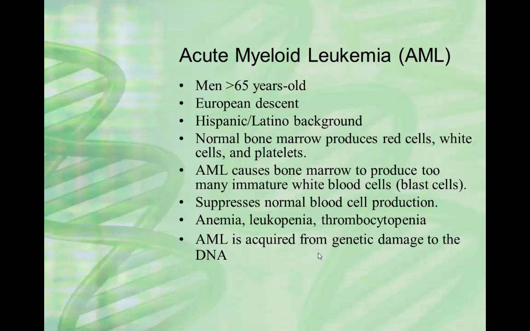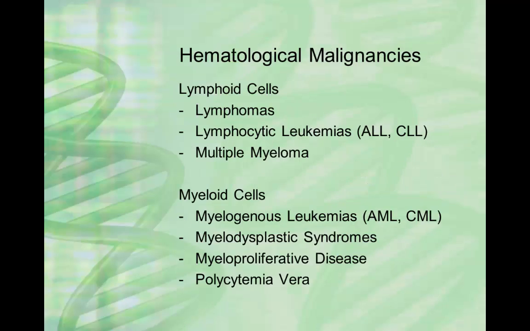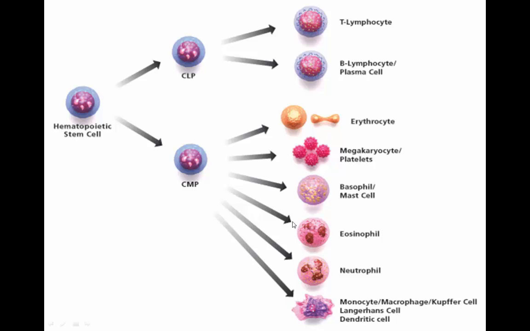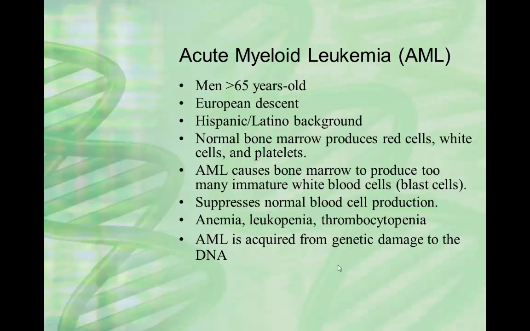AML causes the bone marrow to have hyperproliferation of immature white blood cells, which are called blasts. So when you do a peripheral smear, you're going to see the presence of blasts. There is, as I mentioned before, anemia, leukopenia, and thrombocytopenia, because the lineage that is affected is the myeloid. So you're going to have anemia, thrombocytopenia, alterations in recognition, eosinopenia, neutrophilia, or neutropenia. It is basically acquired, or it could be genetic as well.